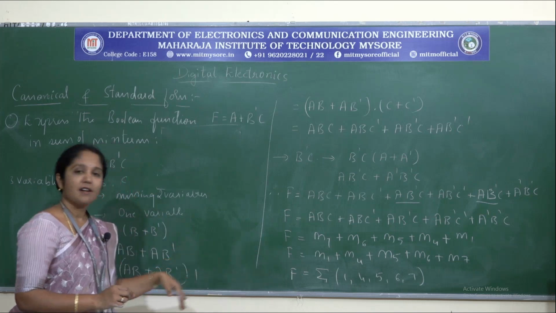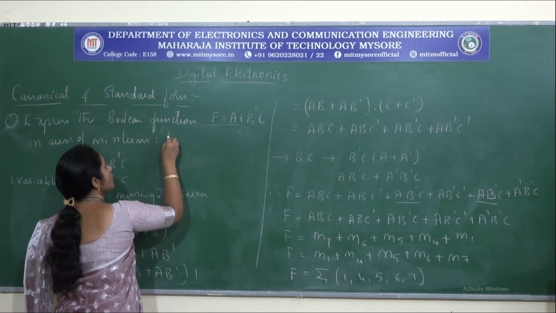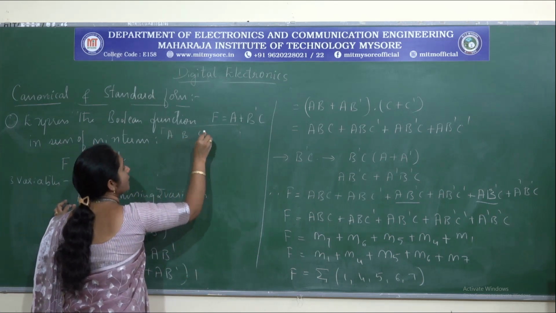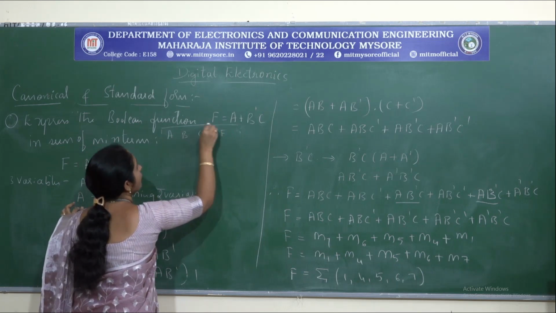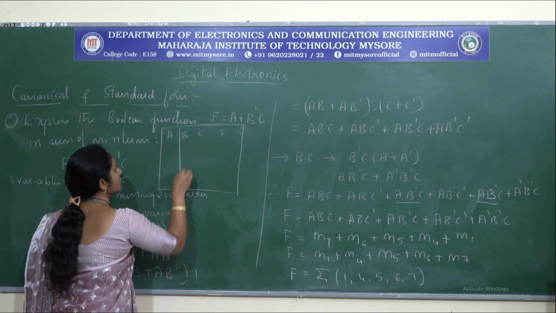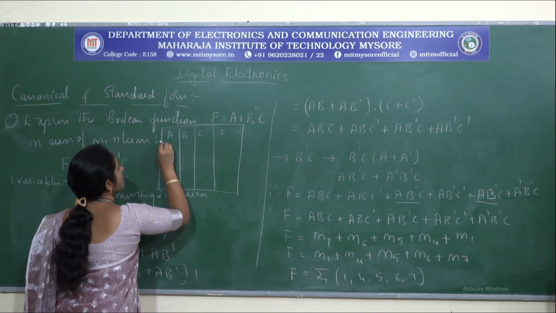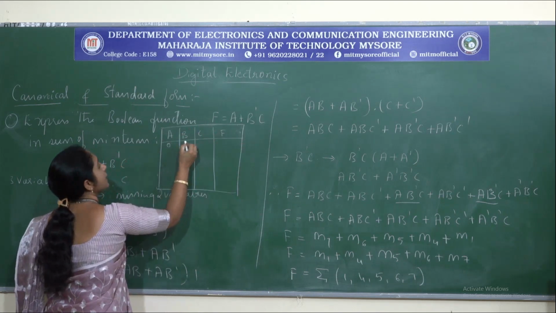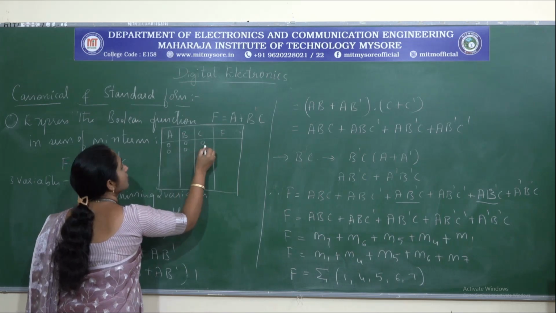Now let us transfer this to the truth table. Here the variables we have are a, b, c, and the function is f. Let me consider all the possible combinations.